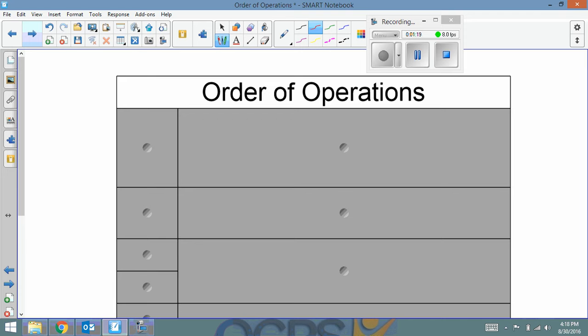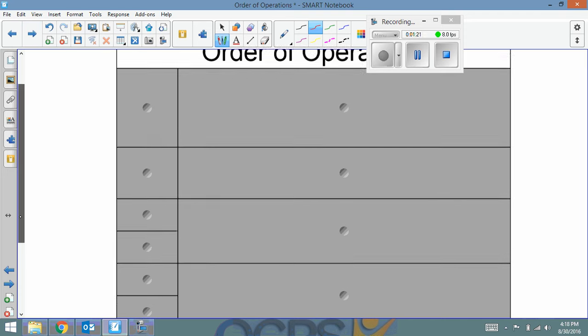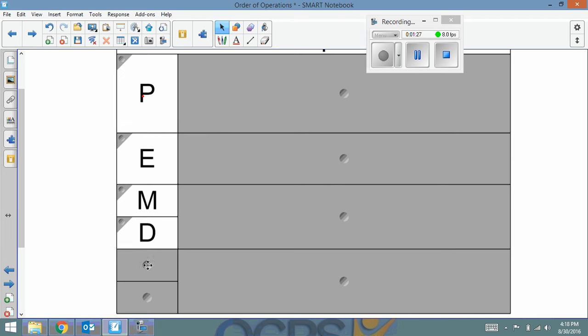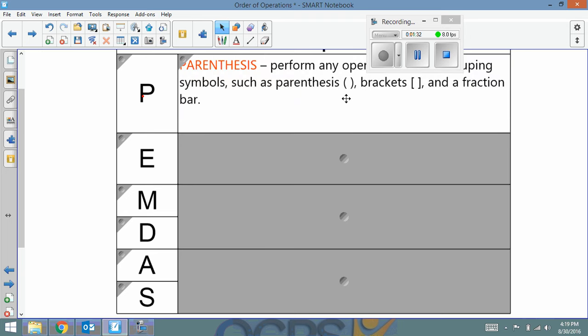When we're talking about order of operations, we have a saying that we use, and it's called PEMDAS. This P stands for parentheses, so this is parentheses, brackets, fraction bar. This means anything that's inside parentheses, we must do first.